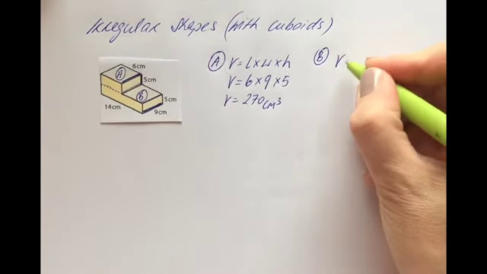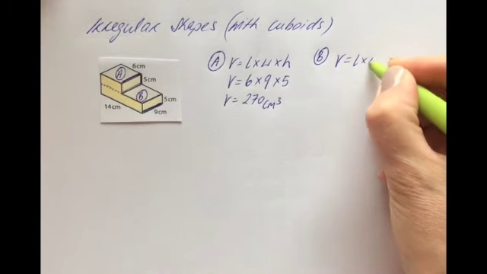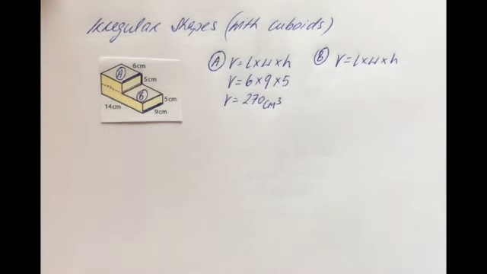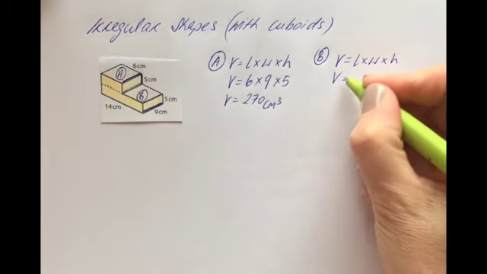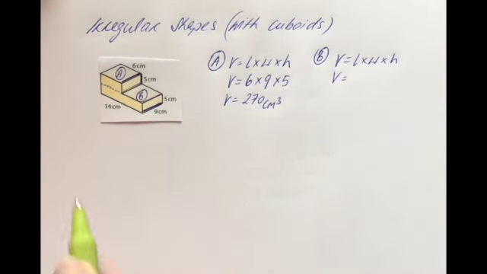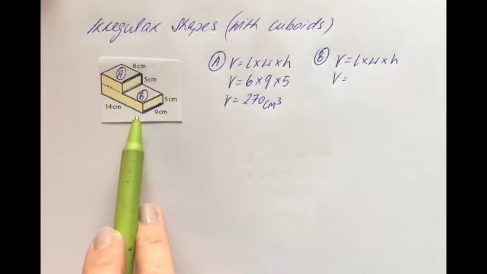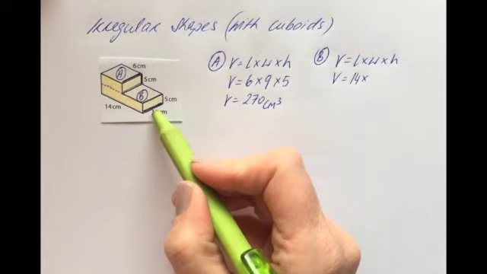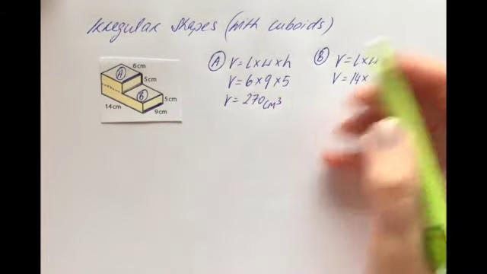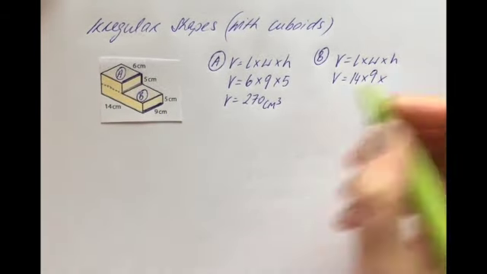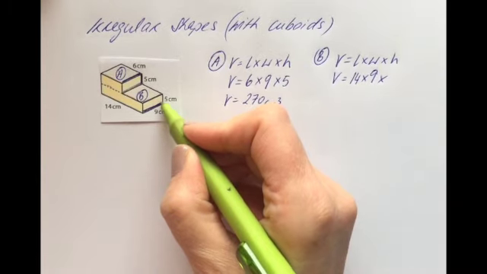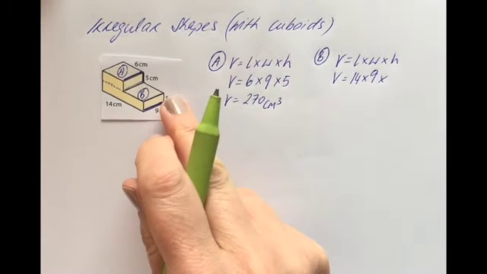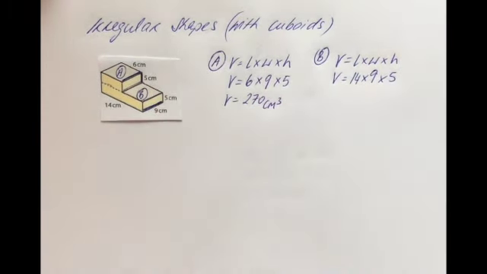And again, it's a cuboid, so V equals L times W times height. Length times width times height, in other words. So again, we don't know the volume, so keep V as V. The length, now the length quite clearly is 14. The width is the same as the top, so 9. And the height of this one is also, okay, 5. You can see that there.